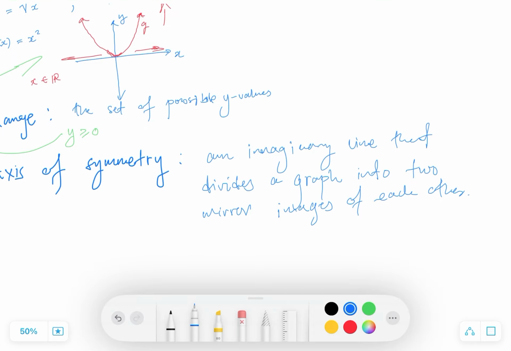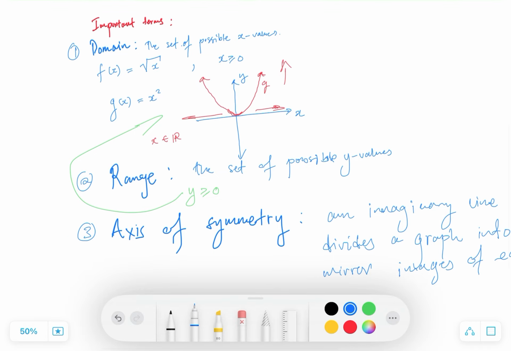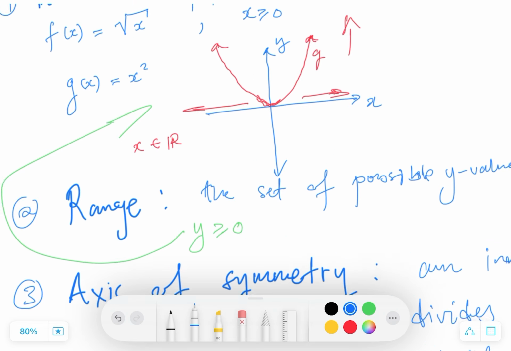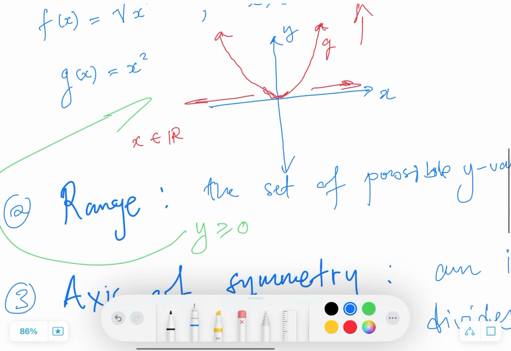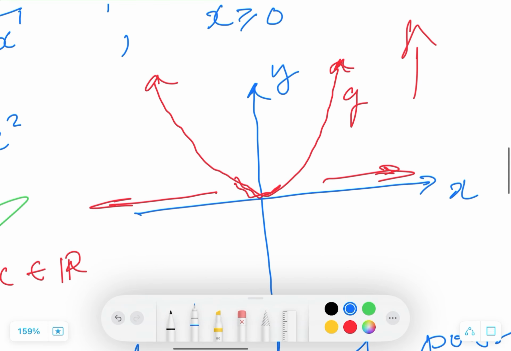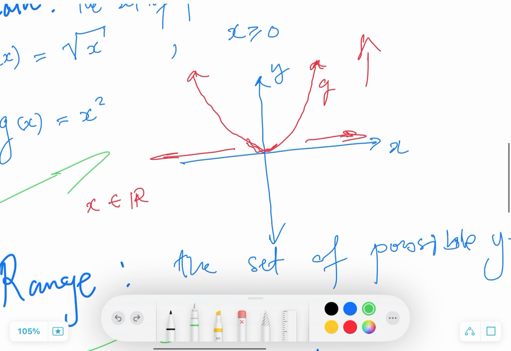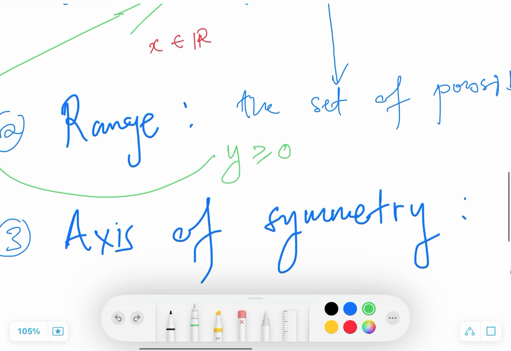Sometimes you'll be asked to do an equation for a specific axis of symmetry and all. So for example, for parabolas, it will always be just a vertical line that can divide the graph into two equal halves. The graph that we use, the g graph above, g of x is equal to x squared. This graph is perfectly balanced around the y-axis. You can see this part is the mirror image of this one along the line. So that's all for the axis of symmetry.